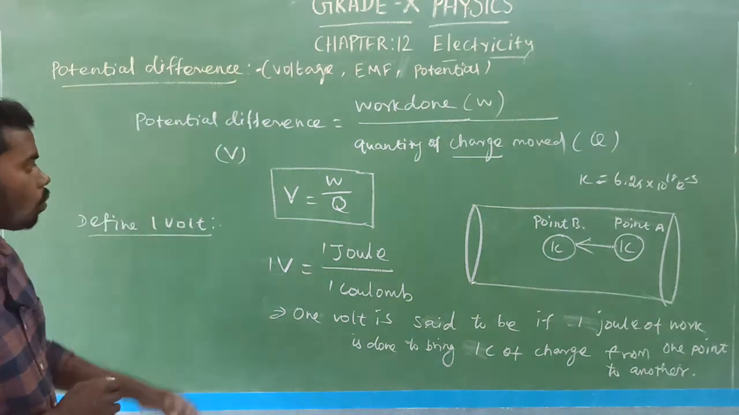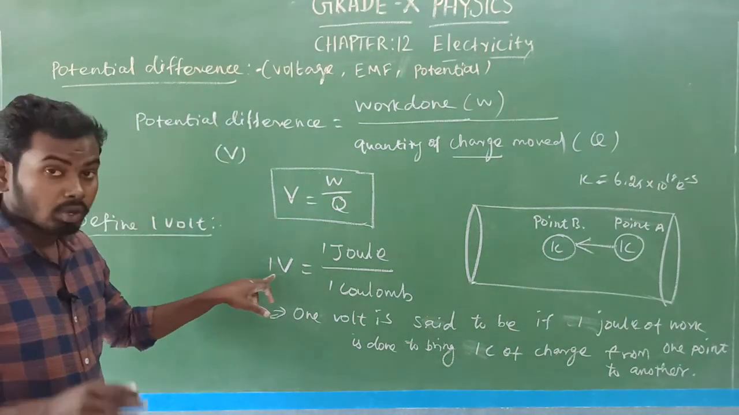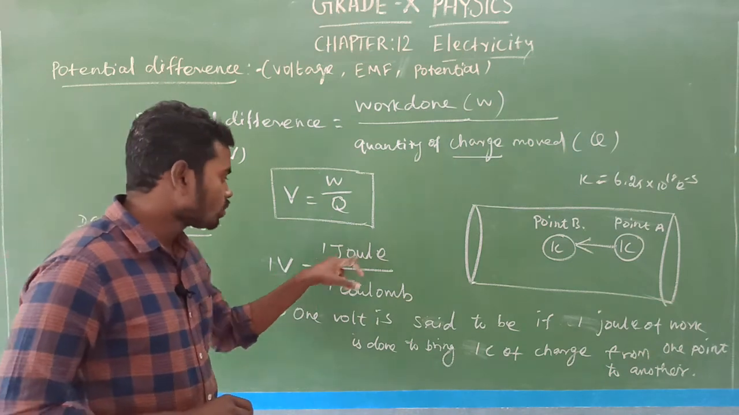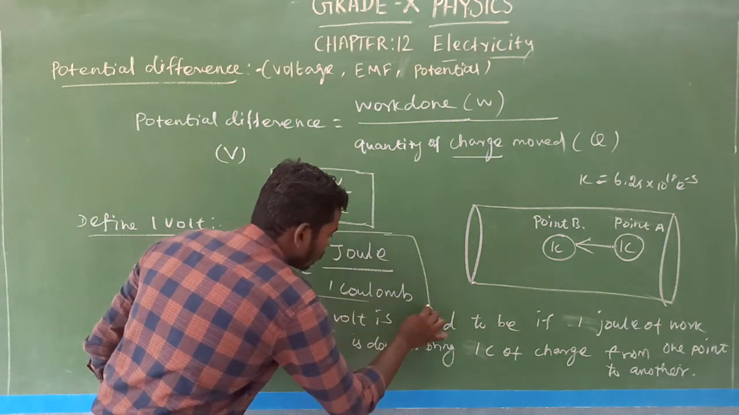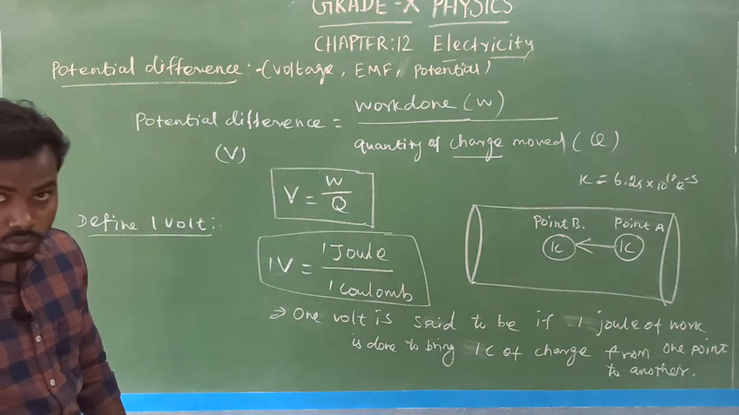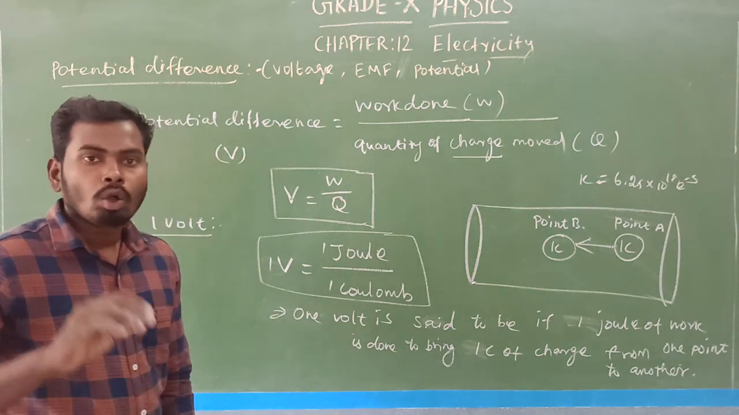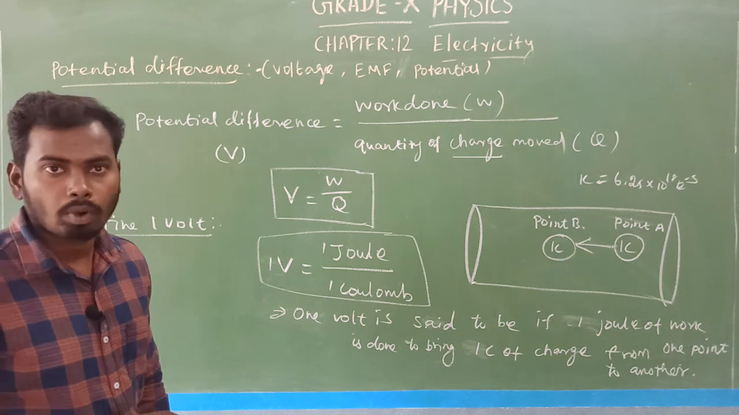So this is called 1 volt. 1 volt is equal to 1 joule divided by 1 coulomb. This is a very, very important formula. Note it in your class work. 1 volt is equal to 1 joule divided by 1 coulomb. It's very easy.